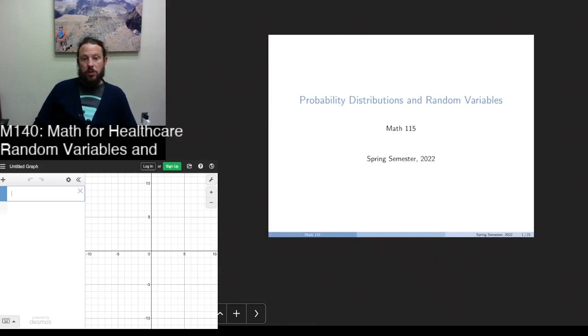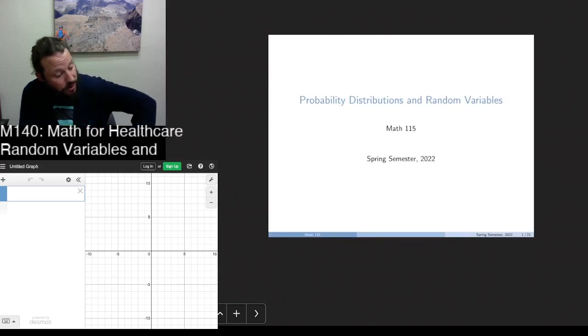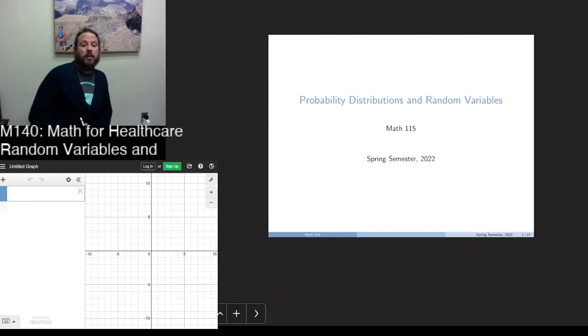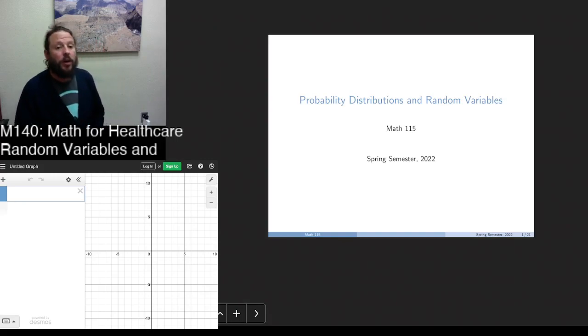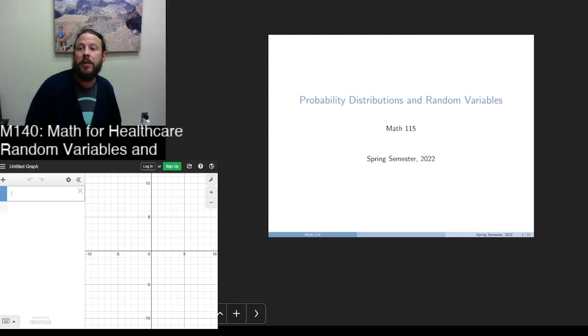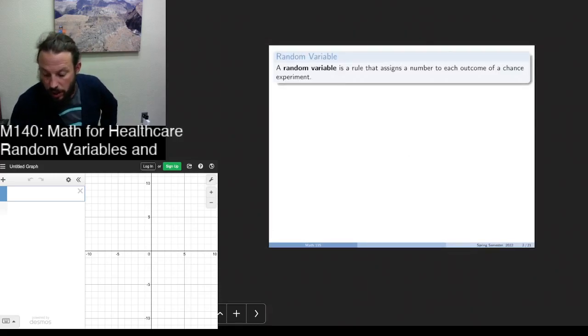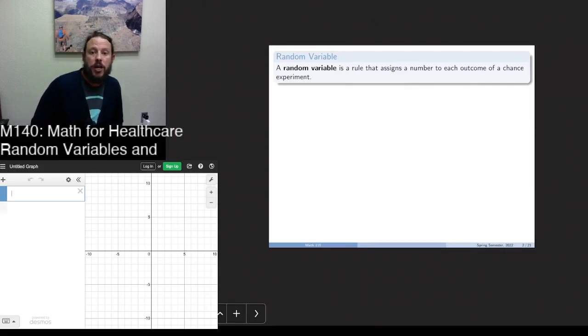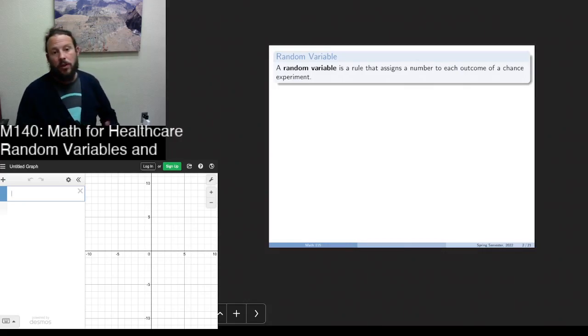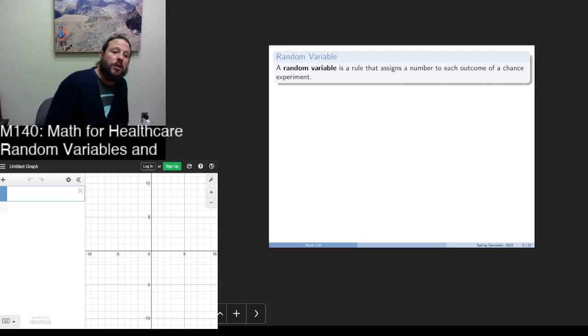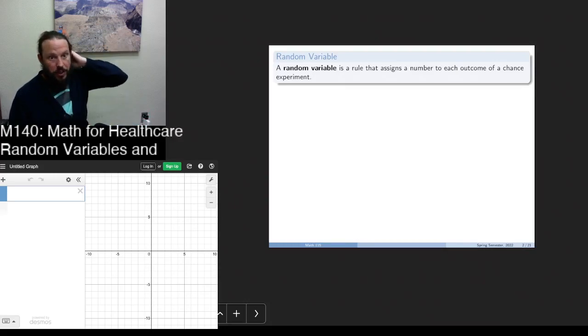and probability distributions. All right, I hope you're excited because this is really getting into the nut and bolts of probability and statistics. All of them use this idea of random variables and a probability distribution for those random variables. So we start with the random variable definition: a rule that assigns a number to each outcome of a chance experiment. For instance, a random variable may be the number of heads that come up when you're flipping a coin 10 times. That's an example of a random variable.